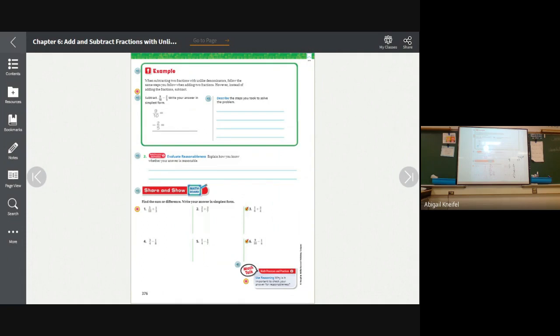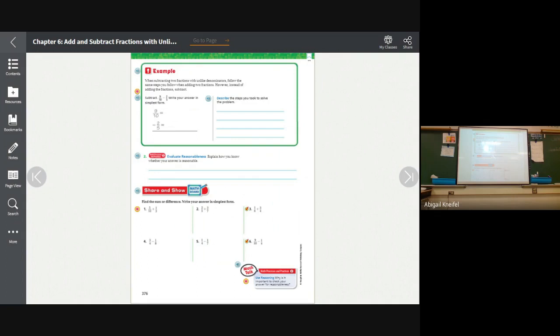The sooner we get this done, the more time you're going to have for your homework. So we're just going to keep on going. This one, we're going to subtract. When subtracting two fractions with unlike denominators, we still have to do the exact same thing we do for adding. We have to find the least common denominator, but then we just have to subtract instead of add.